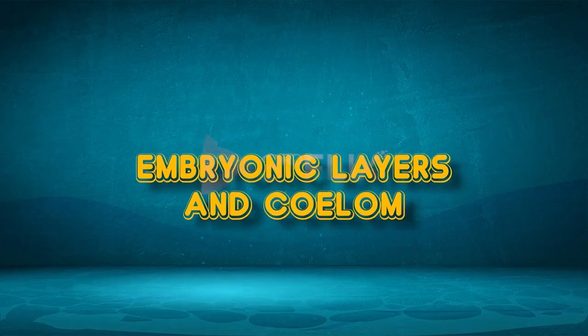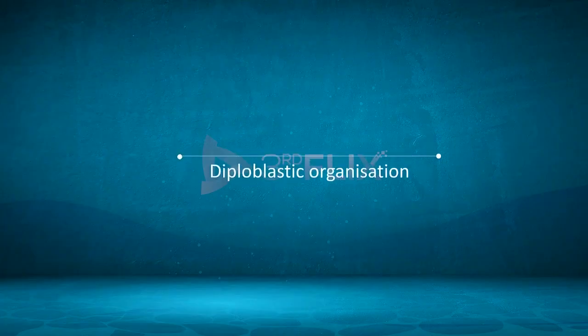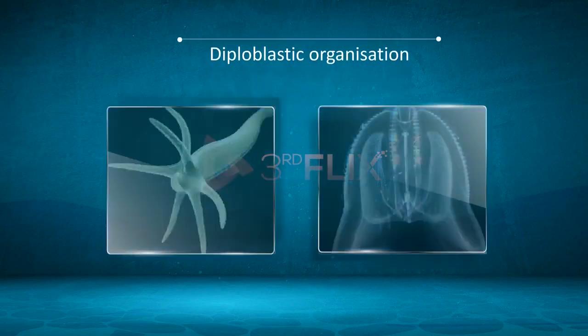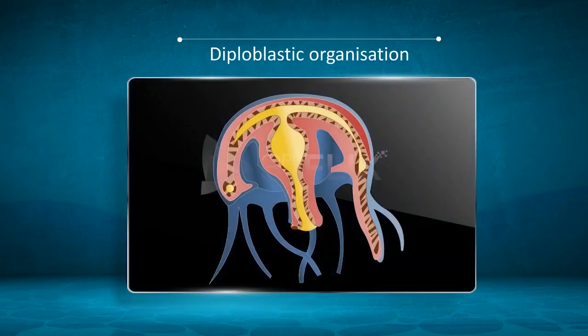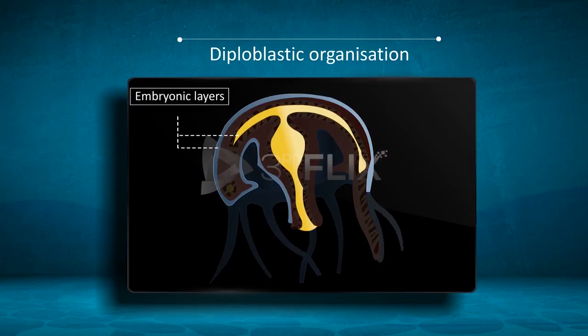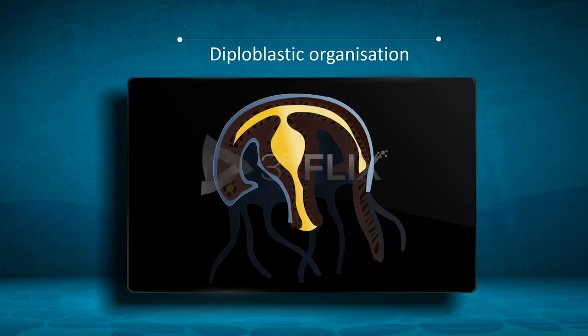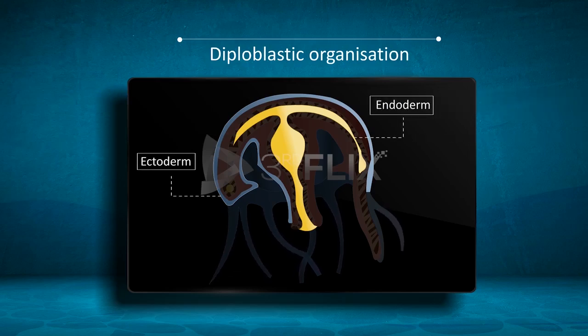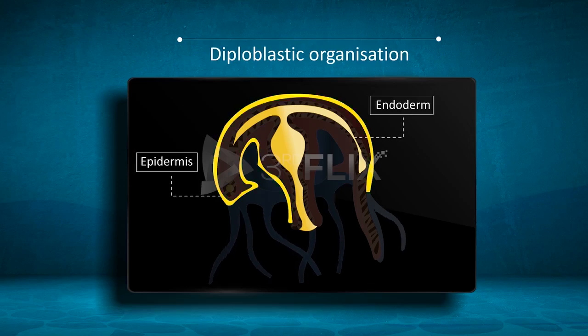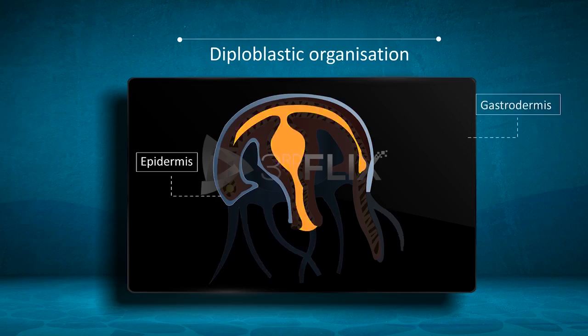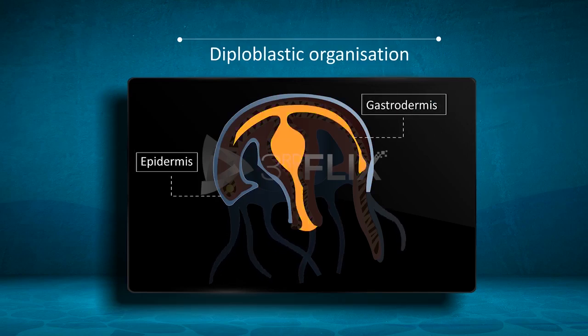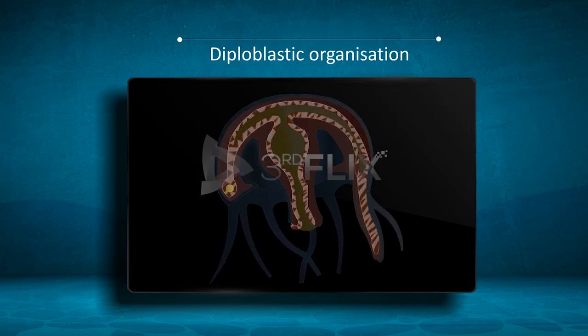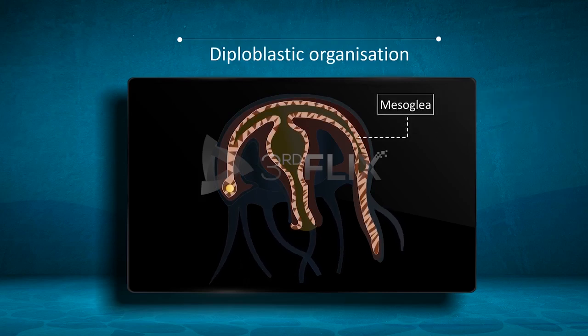Embryonic layers and coelom. Diploblastic organization. In diploblastic animals, cells are arranged in two embryonic layers, ectoderm and endoderm. Ectoderm gives rise to epidermis, which forms the body wall. Endoderm gives rise to gastrodermis, which forms the lining of the gut cavity. Mesoglea is undifferentiated and present between both the layers.